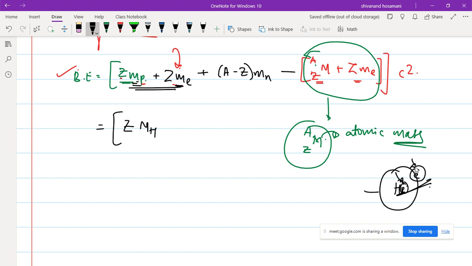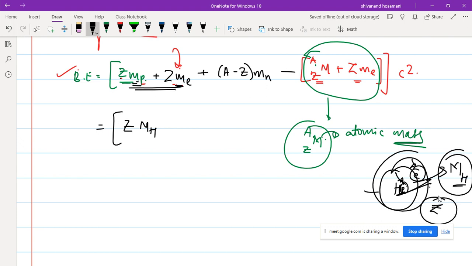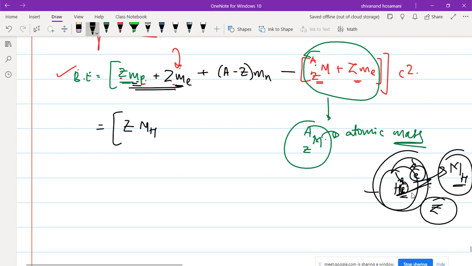So if you multiply that with Z, then according to the element, whether it is lithium, sodium, whatever it may be, if you multiply Z with it, it is going to give the total mass of the protons and electrons in that particular nucleus. Therefore, generally the mass of the proton plus the mass of the electron is defined as the mass of hydrogen. Okay.